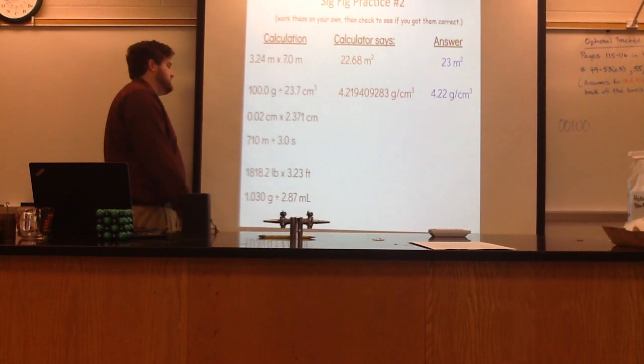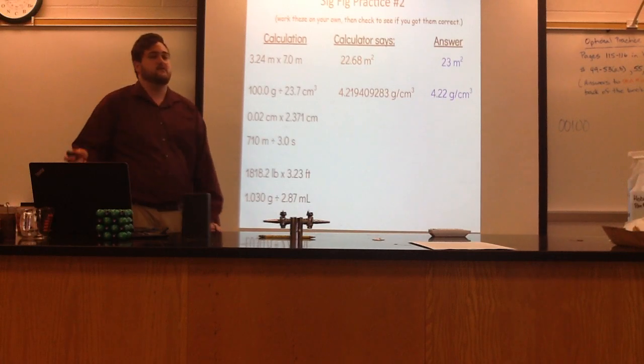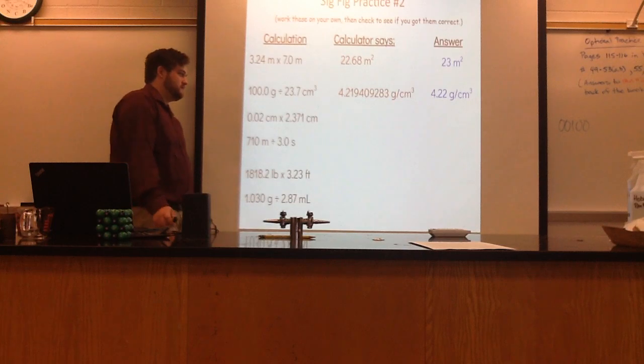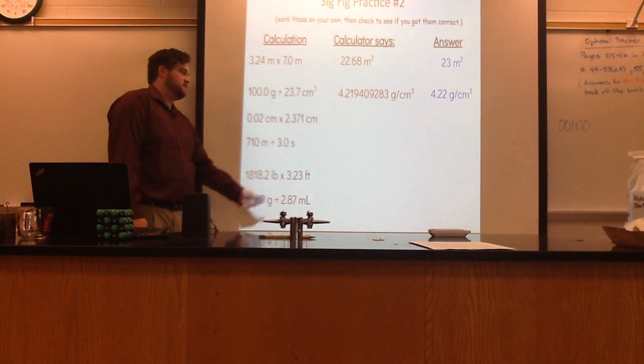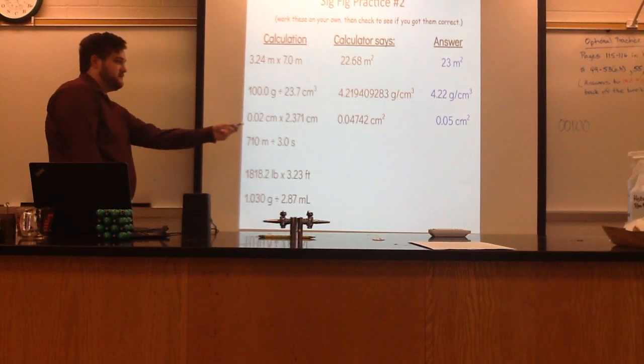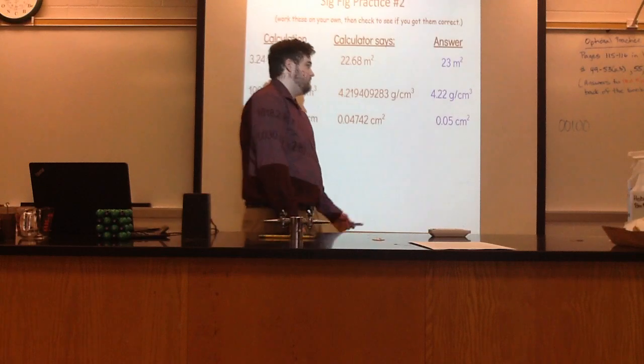We know that this is going to be only one significant figure here because leading zeros are never, ever, ever significant. So 0.02, only one significant figure. This one's going to have 4, 2.371, all non-zero integers. So our calculator reads this, 0.04742, and our final answer is 0.05.